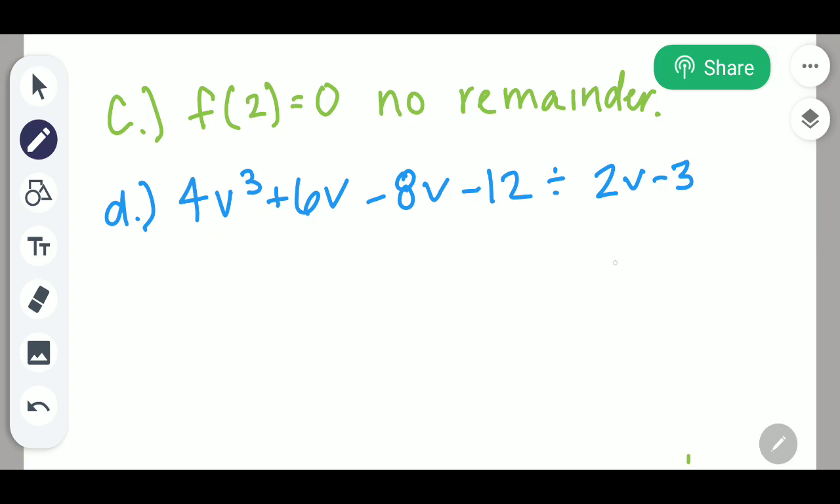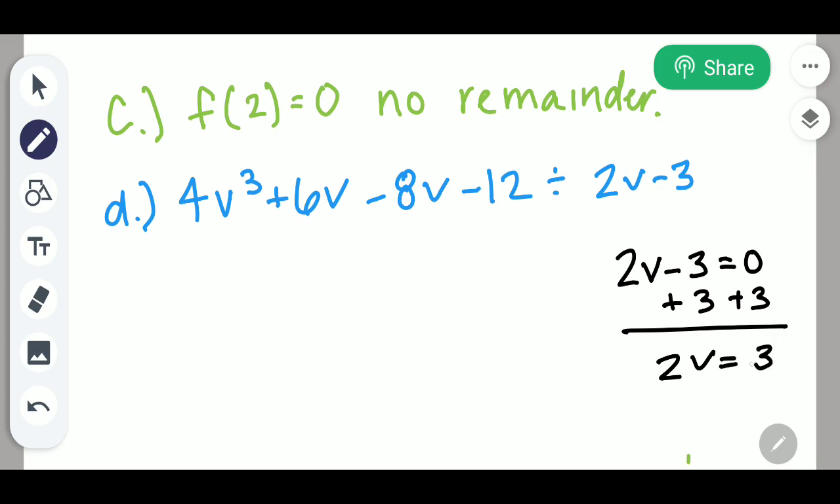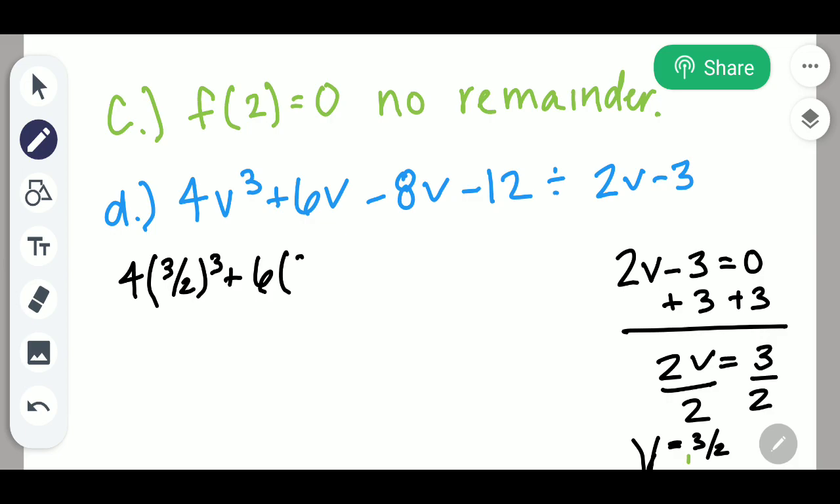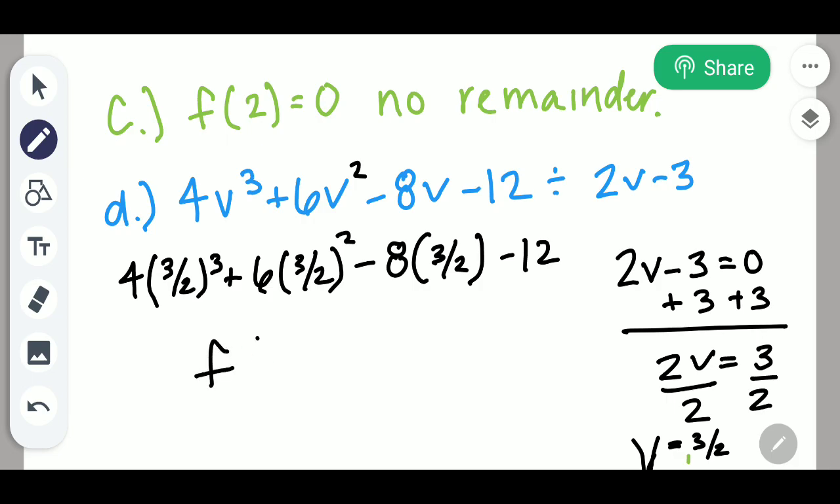D is the function here. Take 2b minus 3 equal to 0. Get your b by itself, so 2b equals 3. Divide by 2. So b equals 3/2. Okay, so plug it in. 4 times 3/2 cubed plus 6 times 3/2 squared, minus 8 times 3/2 minus 12. Plug that into your calculator and you get f of 3/2 equals 3. So 3 is your remainder in this situation.